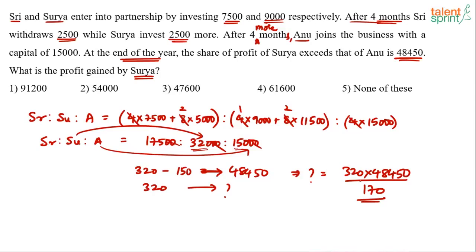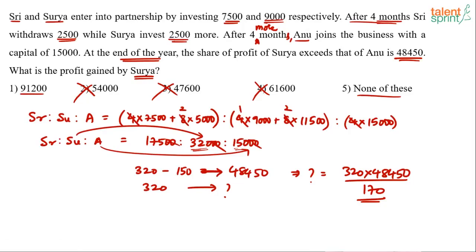340 by 170 is exactly 2. 320 by 170 will be slightly less than 2. It will be like 1.9 or something. So close to 2. So answer should be almost double of 48,450. So if it is almost double of 48,450, option 2, option 3 and option 4 are eliminated. Yes or no? Answer should be near to 2 times of 48,450. By that logic, option 2, option 3 and option 4 are eliminated. Either it will be option 1 or it will be option 5, none of this.